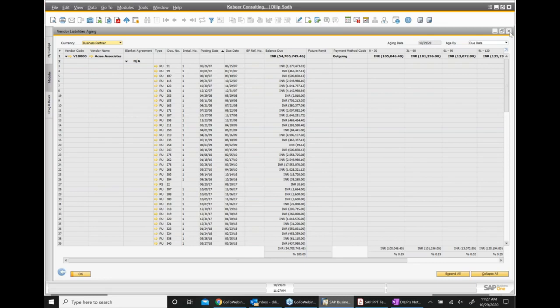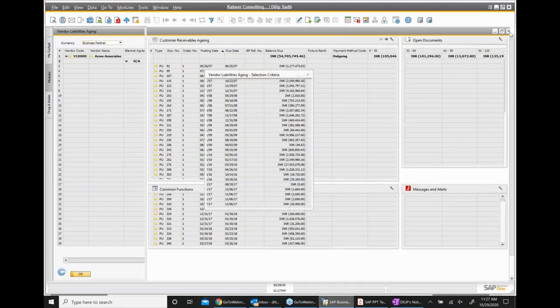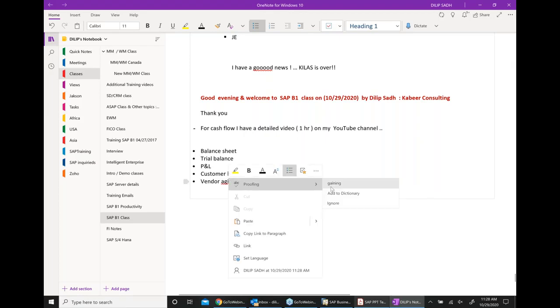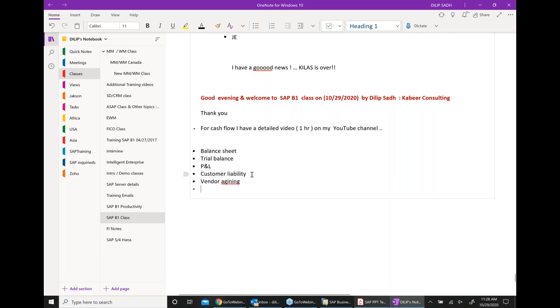So what have we discussed in the class? We discussed how we do the balance sheet, how we do the trial balance. We look at the debt report. We look at the profit and loss. We look at the customer liability. And we look at the vendor liability. Okay. So we should call it aging. Aging is the right word. So it's called aging. Okay. So these are the different aging reports.